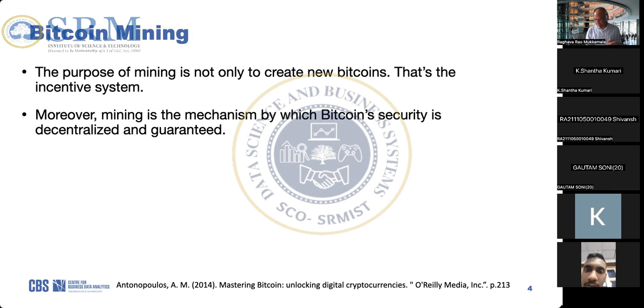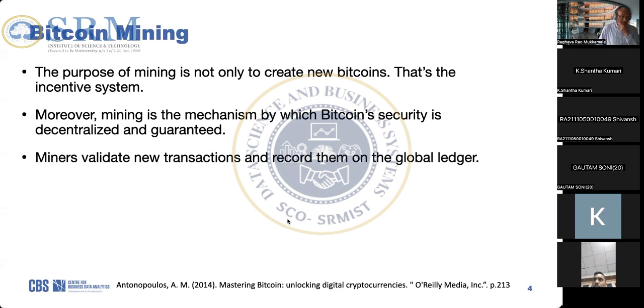Of course, there are several bad effects of mining, because you spend a lot of energy unnecessarily. We'll see more in the lecture. But whatever it may be, mining and security are intertwined, and mining in some sort provides security for the cryptocurrency as well.